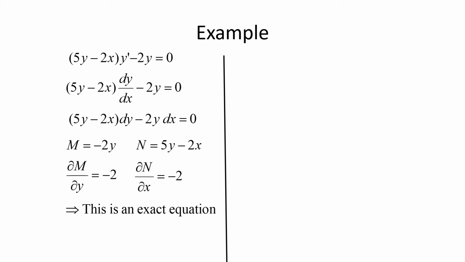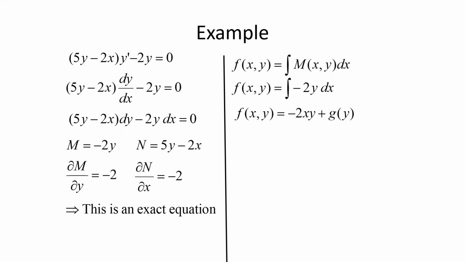So we're going to start with our M, and we're going to integrate it with respect to x. So our function f is going to be the integral of negative 2y with respect to x. Since negative 2y doesn't have an x in it, we treat that like it's a constant. And so the integral will be negative 2xy. And then we add our arbitrary function g of y. So now we have our potential function f.